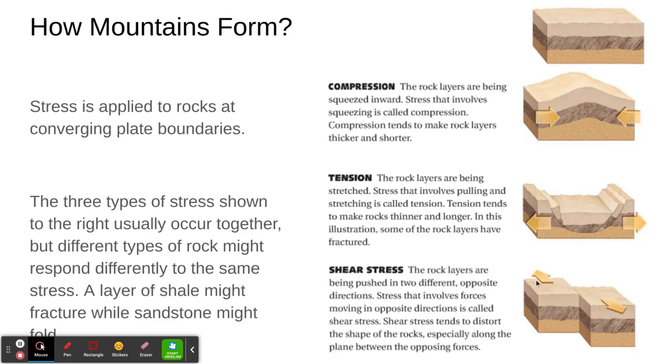And then we've got shear stress. This is when the rock layers are pushed in opposite directions. And this will distort the shape of the rock, especially in the plane between the opposing forces. It's also important to remember that things will change based on the type of rock that is being stressed. A layer of shale might tend to fracture and crack, whereas a layer of sandstone would be more likely to fold.